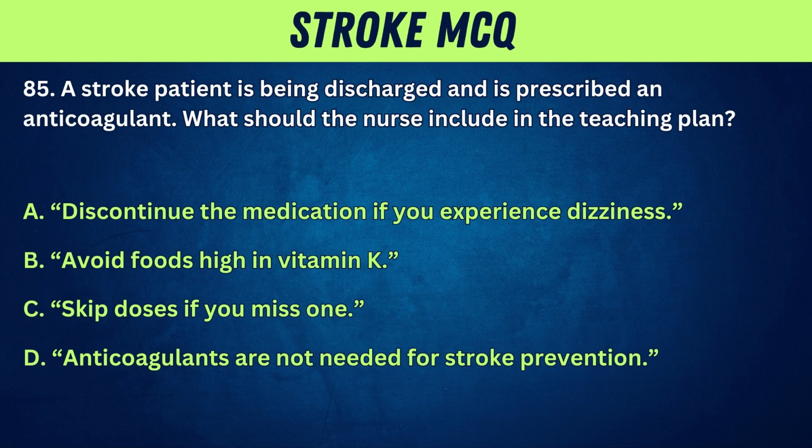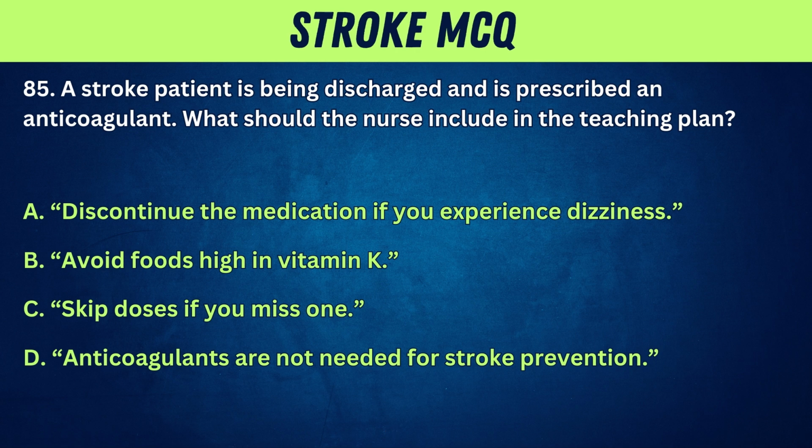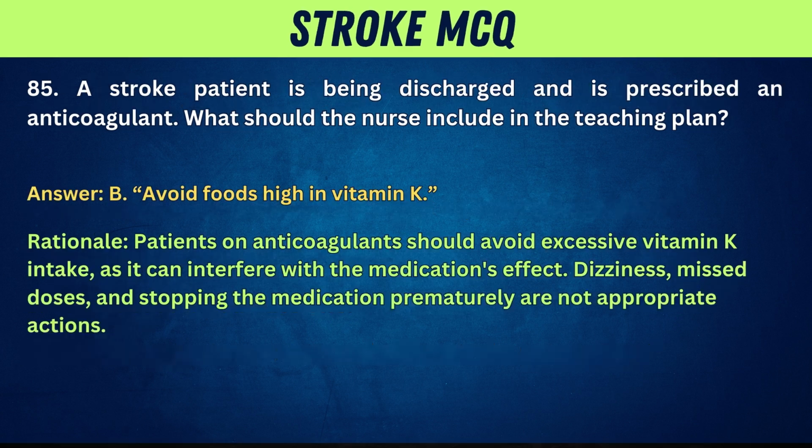85. A stroke patient is being discharged and is prescribed an anticoagulant. What should the nurse include in the teaching plan? A. Discontinue the medication if you experience dizziness. B. Avoid foods high in vitamin K. C. Skip doses if you miss one. D. Anticoagulants are not needed for stroke prevention.